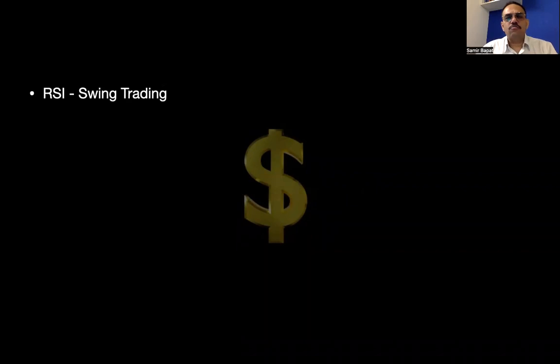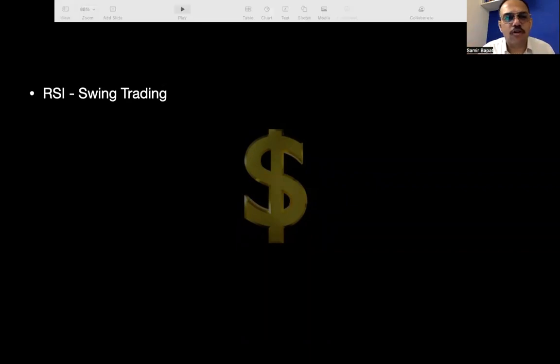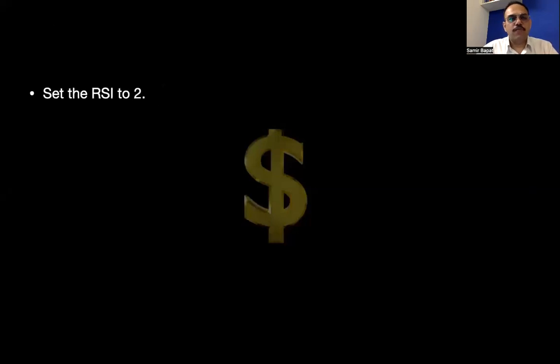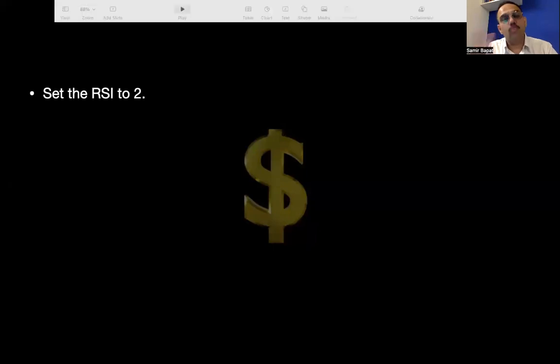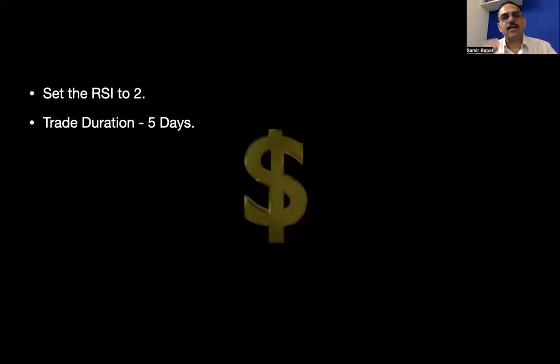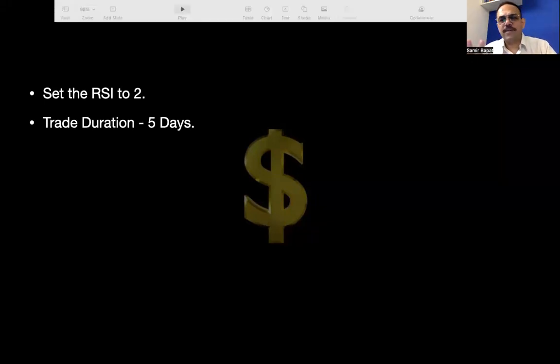Today we are going to exchange our views on RSI swing trading. What we have to do is use RSI of value 2, and then we will be trading it. The trade will be of maximum 5 days duration. Within 5 days, either we'll be in profit or more or less out of the trade without any profit or loss. So the loss is less, it's more of profit or no profit no loss.